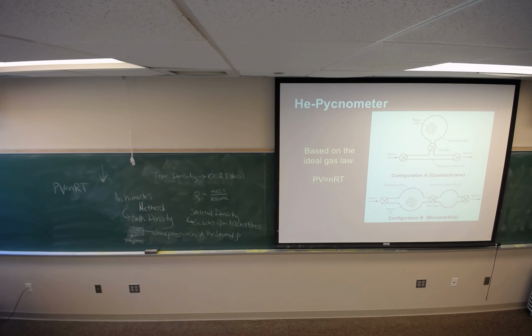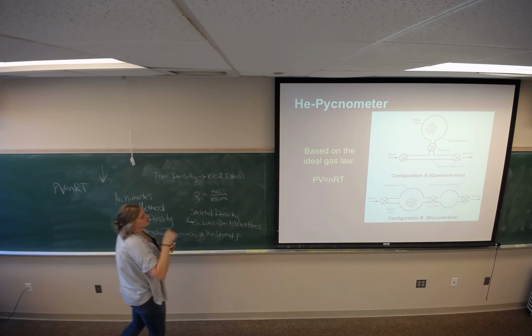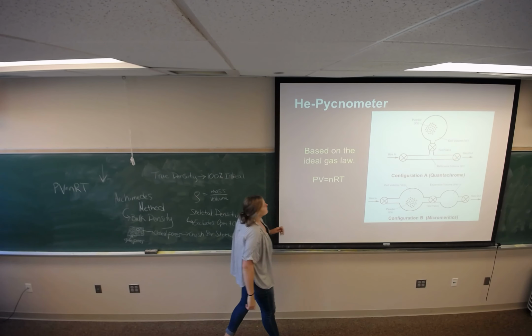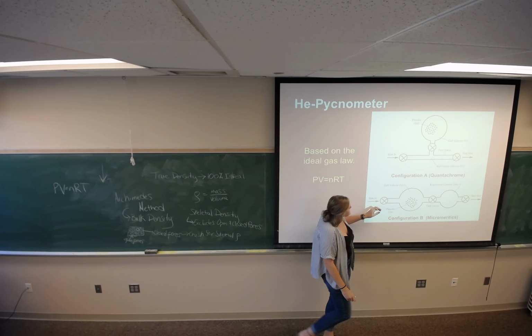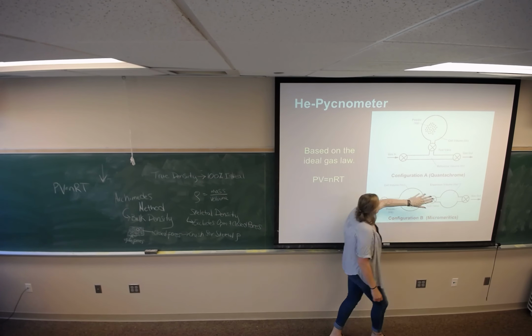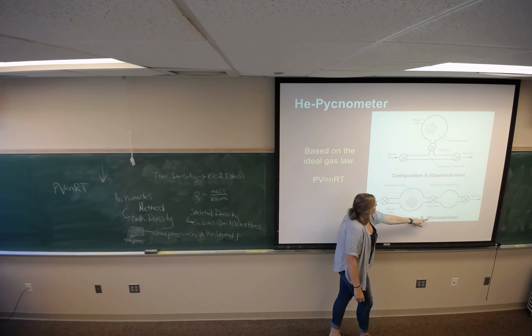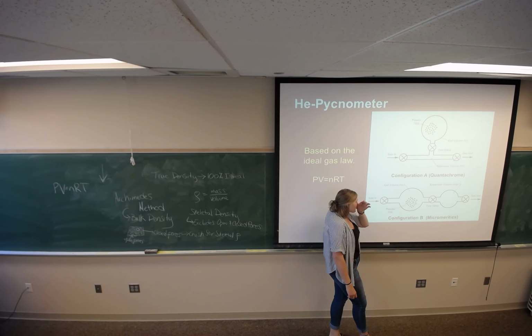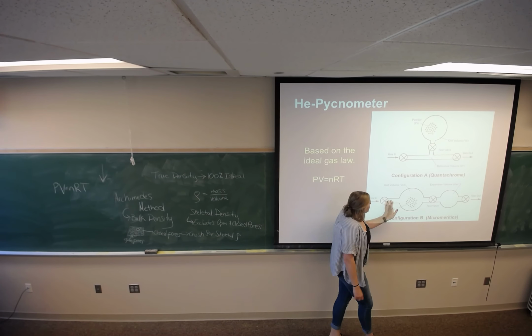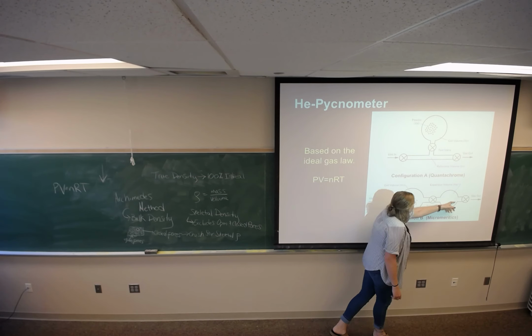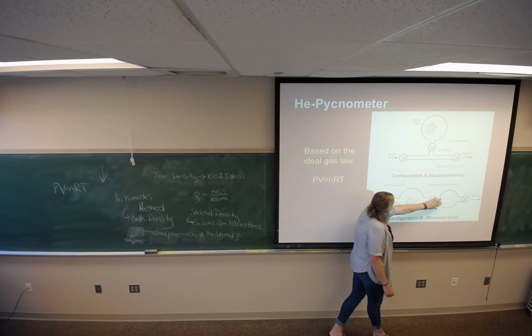Okay, so this is just two diagrams of different helium pycnometers. Basically how it works is there's a reference volume here, and then there's a volume that you put your sample into. There are two different types, the way that two different companies have set up their expansion cells. But essentially you know the volume of your sample chamber, and you know the volume of your reference expansion cell.